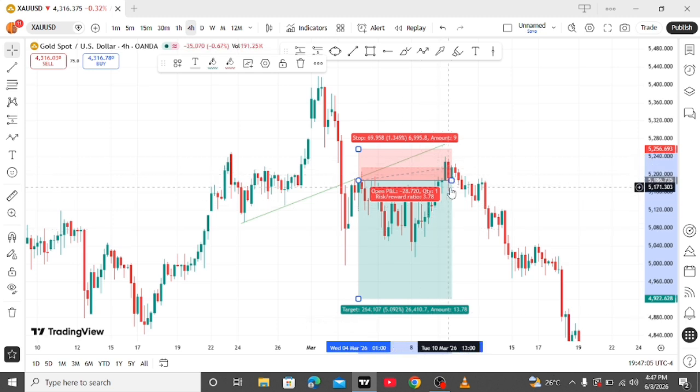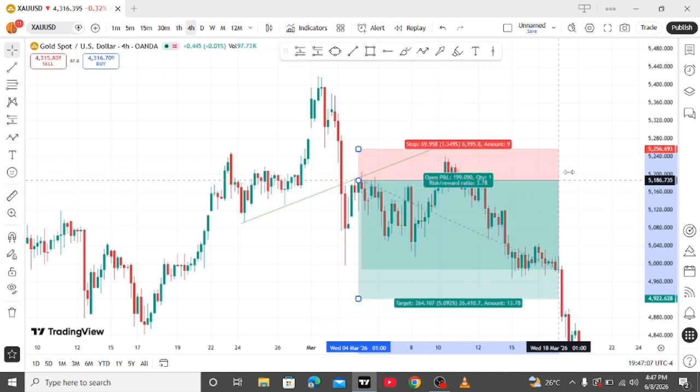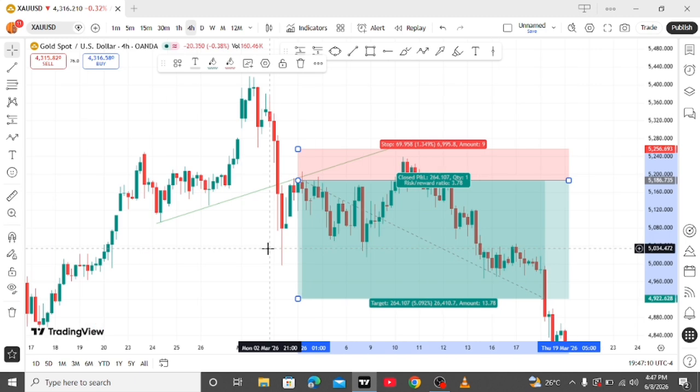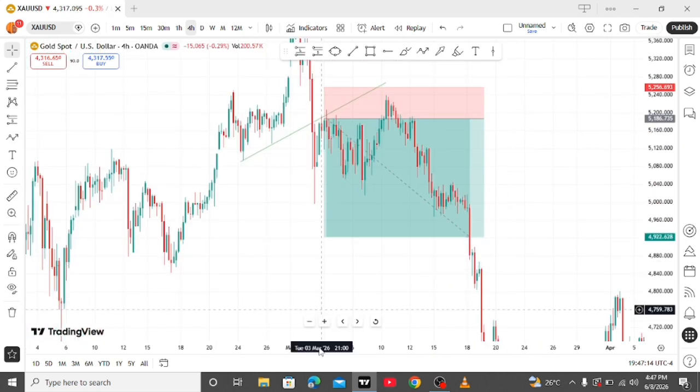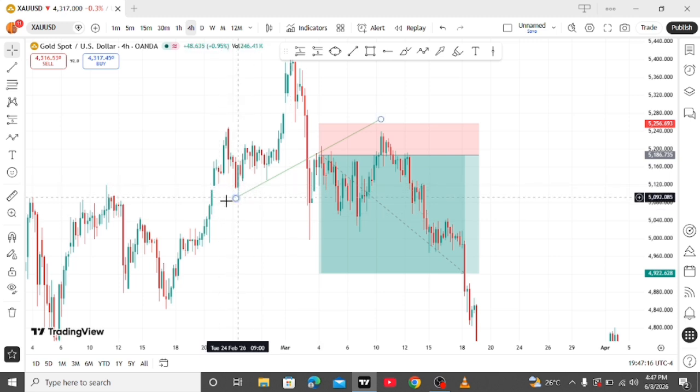Take profit to the downside. As you can see, at the end of the day, although it took a lot of time, the market goes down to our take profits. And this trend line worked out. We drew our trend line.